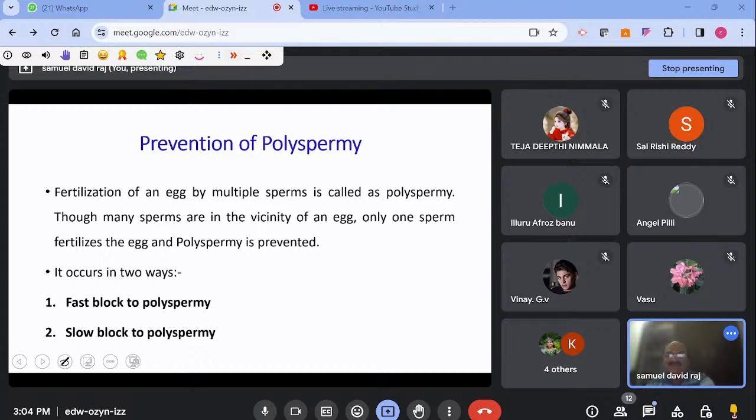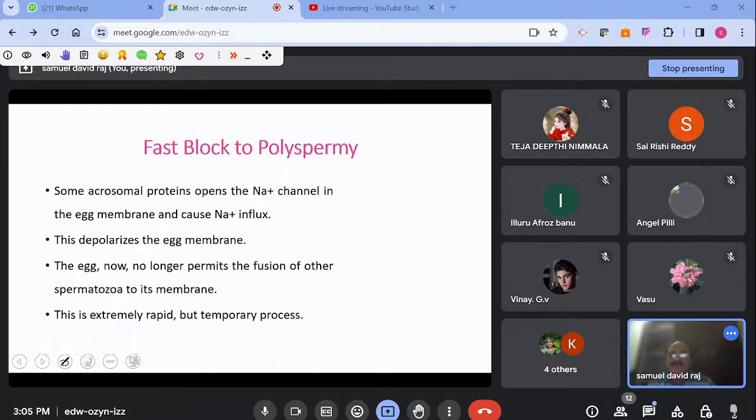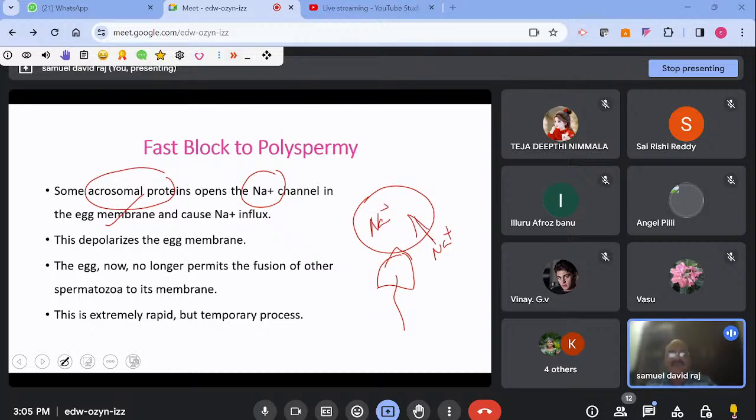One is called the fast block, the other is called the slow block. In the fast block, what happens is some acrosomal proteins open the sodium channel in the egg membrane. So, this is the egg membrane and the sperm has penetrated inside, and now the sodium channel is opened and sodium influx takes place. So, a lot of sodium ions enter. What happens when the sodium ions enter? We say that the membrane is depolarized.